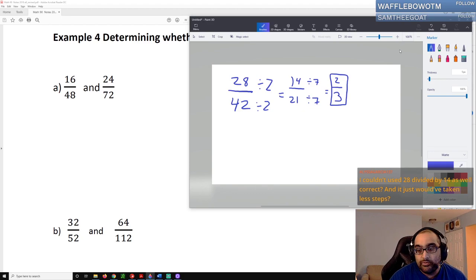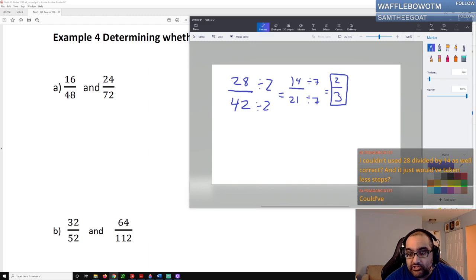So after we reduce them down, yes, that's correct, Alyssa. Yes, you are correct. You could have divided by 14 because 14 goes into 28 and 42. That's correct. Yes. So you could have combined those. But if you don't see the 14 right away, then you could use 2 and 7. So that's why you could break it down just like I have up here.